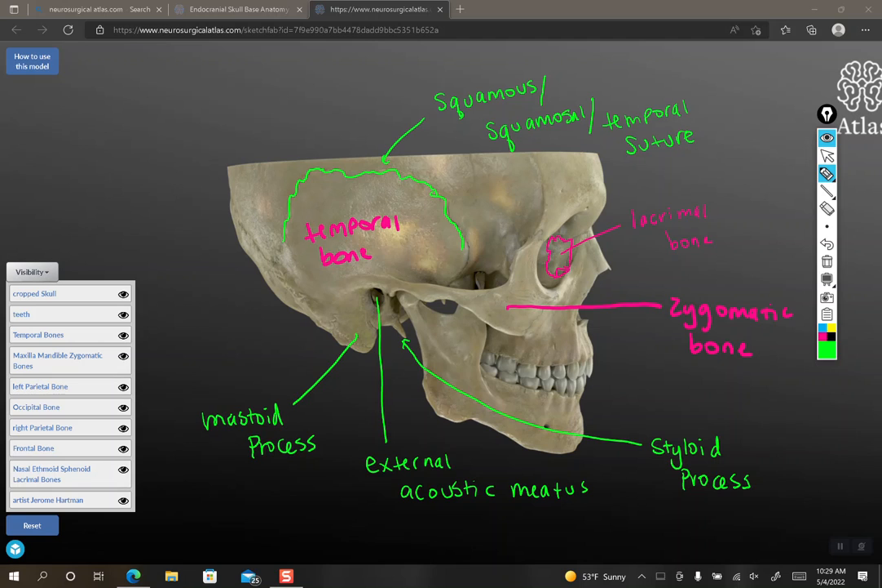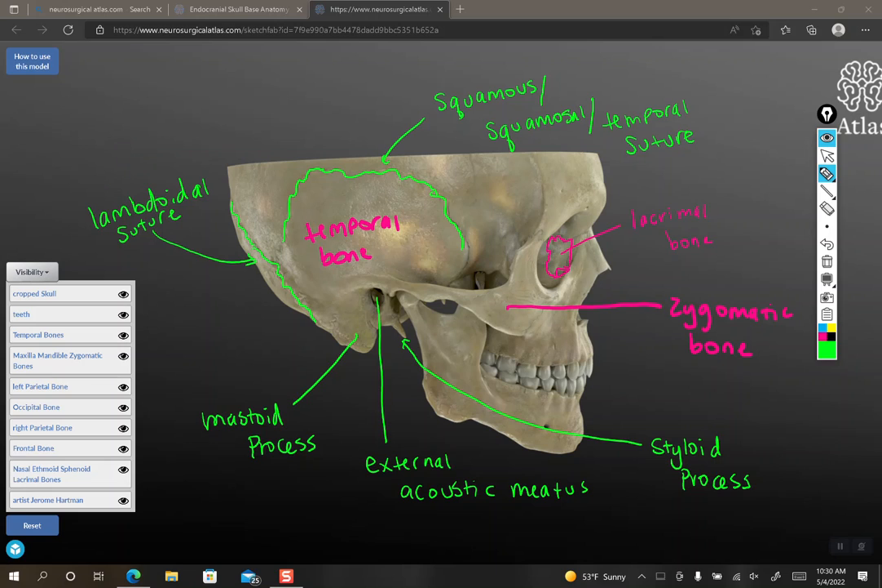And then we can see a little bit the side view of the lambdoidal suture. That means it looks like the Greek character lambda, which is roughly like that. But there's a better view of it on the posterior aspect of the skull.